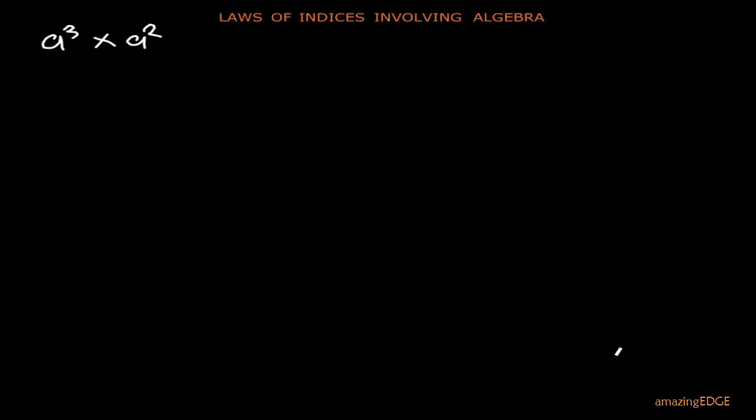Hello, in today's lecture, we are going to learn how to apply laws of indices in some expression involving algebra. Supposing we have a raised to power 3 times a squared, this can be written as a raised to power 3 plus 2, because we have multiplication at this point, and therefore here should be addition if you observe what is going on. So this will give us a raised to power 5.